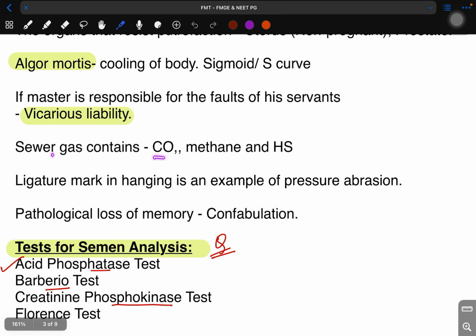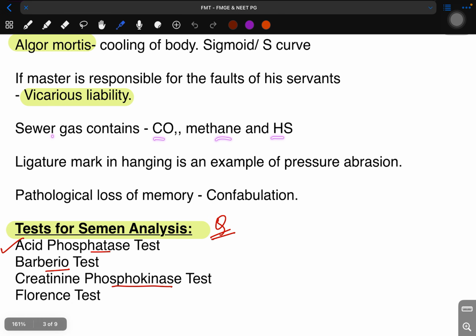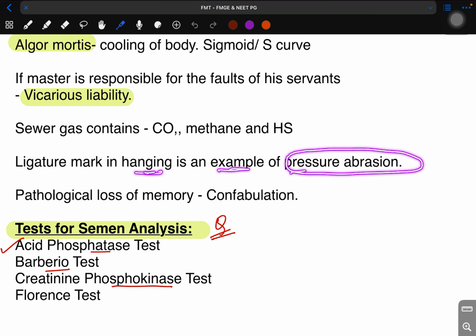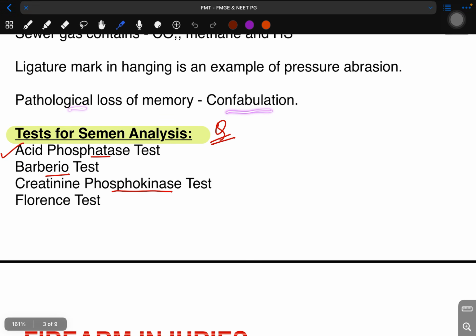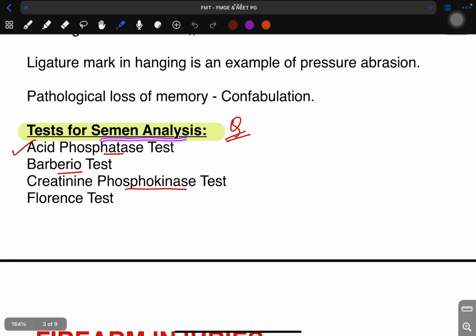Sewer gas contains CO, methane, and H2S. Ligature mark in hanging is an example of pressure abrasion. So ligature mark which is found in hanging is an example of pressure abrasion. Pathological loss of memory is known as confabulism. Now, what are the tests for semen analysis in case of any rape? It's acid phosphatase test, Barberio test, creatine phosphokinase test, and Florence test. So these are the 4 tests which we can do for semen analysis.